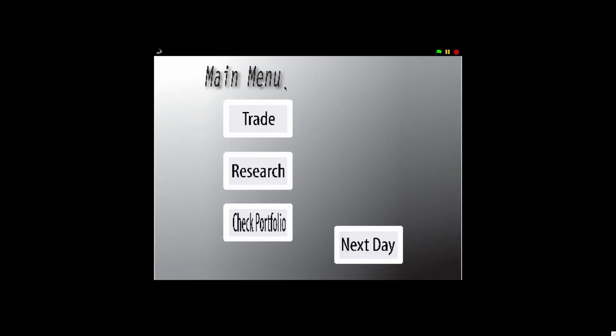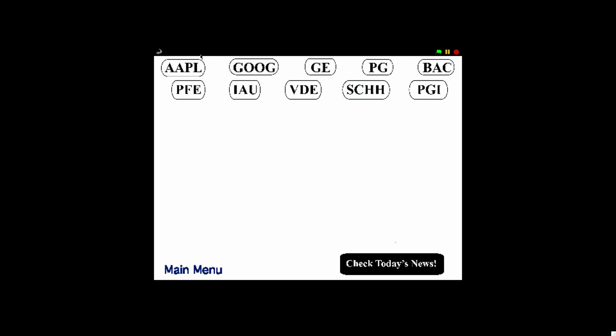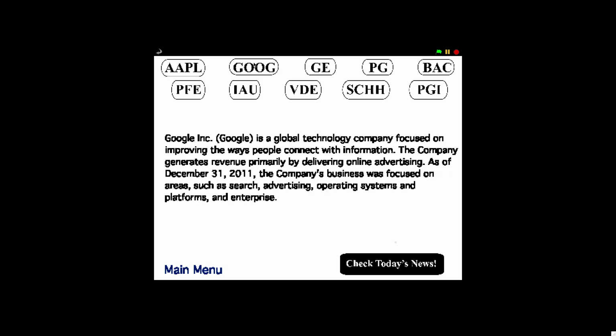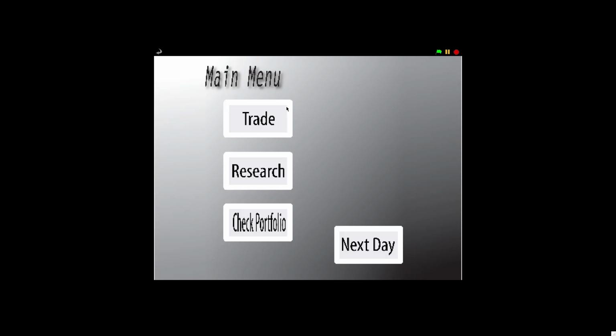It brings you to a main menu where you have the option to trade, research, check portfolio, or go to the next day. On the research page, it shows you the 10 stocks: 6 stocks and 4 ETFs. Our introduction explains the difference between the two, but you can buy and sell them just the same. You can click on them and it gives you information about each one. We're just going to return to main menu, and go to trade.